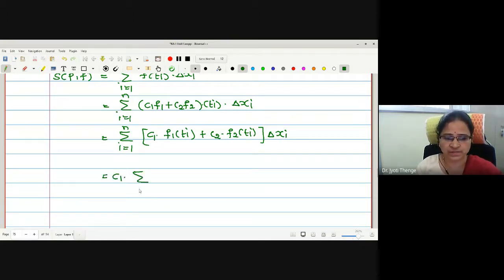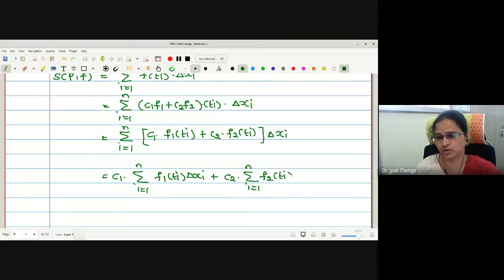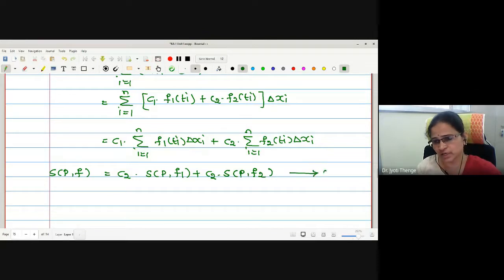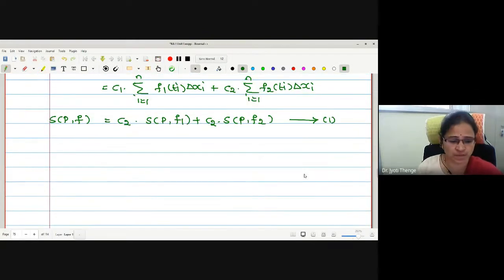Is it C1 times summation i equals 1 to n f1(ti) delta xi added with C2 times summation i equals 1 to n f2(ti) delta xi? Looking at these two sums, may I say these are the Riemann sums corresponding to the functions f1 and f2? Therefore, this is C1 times the Riemann sum corresponding to the function f1 added with C2 times the Riemann sum corresponding to the function f2. Let me call it statement number 1. This is the relation between the sums we have obtained.